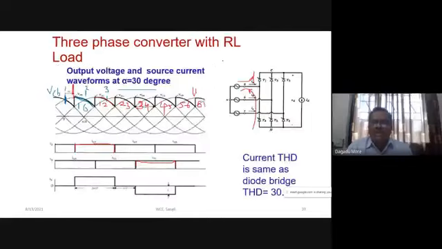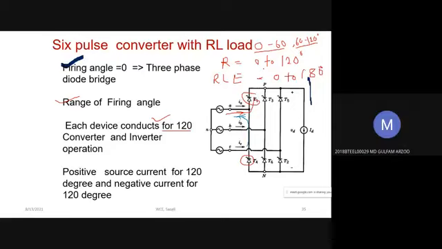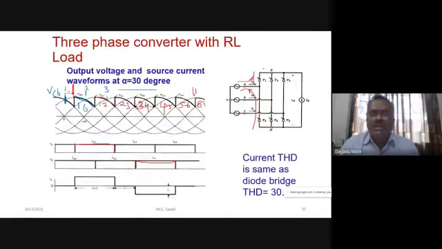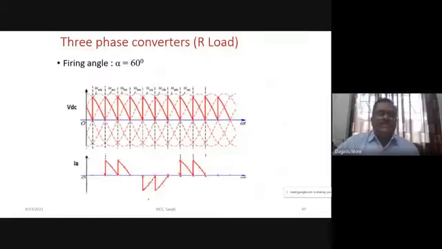Just go back to the slide where we discussed this. So what we have shown here for R load, what is the range of alpha? If we want continuous conduction, 0 to 60 is continuous and 60 to 120 is discontinuous. So this is the extreme case we have shown, alpha equal to 60 degrees. It is just continuous. We have shown the just continuous condition.